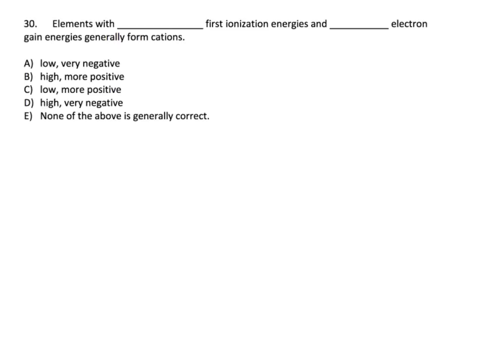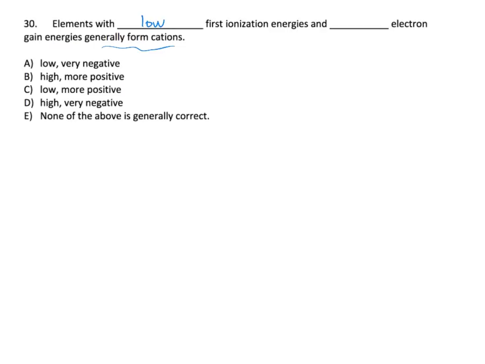Question 30. Elements with what first ionization energies and what electron gain energies generally form cations? For something to form cations, you need to have a low first ionization energy, because that makes it easy to remove that electron and generate that cation in the first place. So things with low ionization energies lose electrons easily, become cations easily, generally form cations.